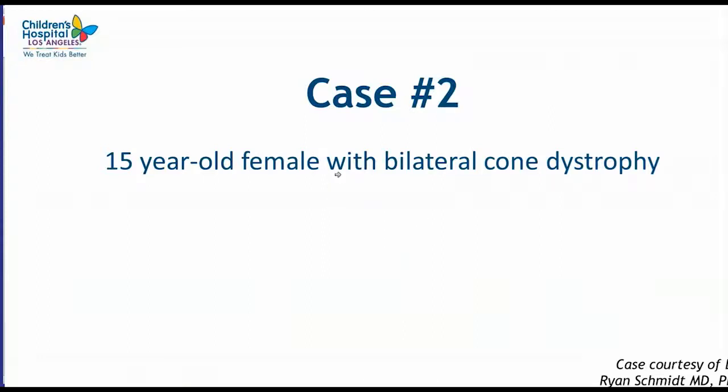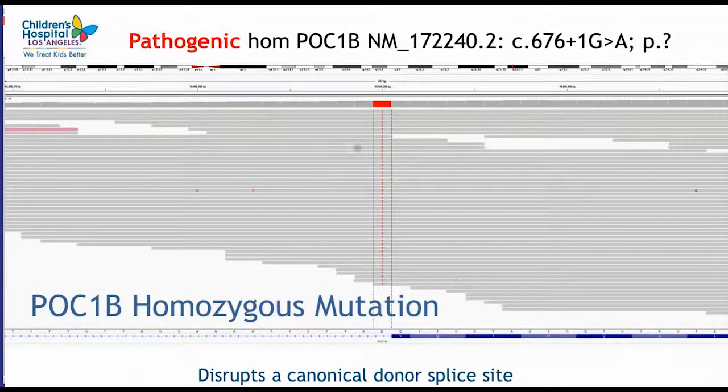Another quick case, again coming from our ocular-focused exome, was a patient with bilateral cone dystrophy. And here sequencing detected what looked like a homozygous mutation. It was a clear pathogenic variant because it was disrupting a canonical donor splice site, and it was in the POC1B gene, which is associated with this particular phenotype. So one would be tempted to finish the analysis at this point. This is a recessive disorder. There seems to be a homozygous pathogenic variant.